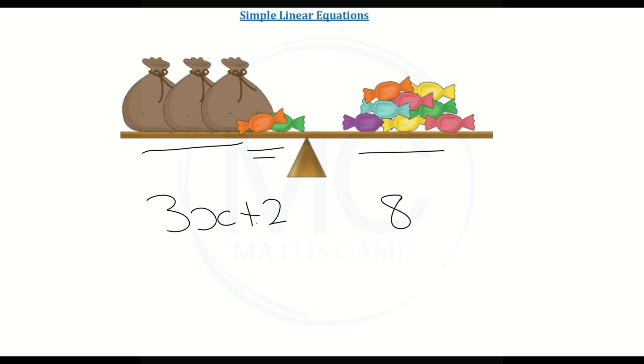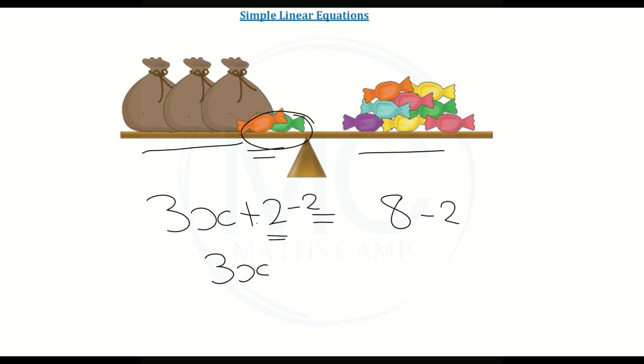The scale is in balance, which means the equation is in balance. So we can say 3x plus 2 is equal to 8. Now, the first thing we need to do is get rid of these additional sweets over here. And to do that, we need to get rid of this 2 over here. So we're going to subtract 2. I'm going to write it in over here. And then we subtract 2 on this side. On the left side of the equation, we have 3x.